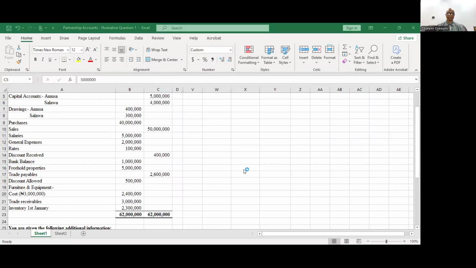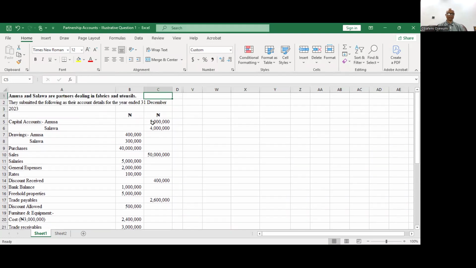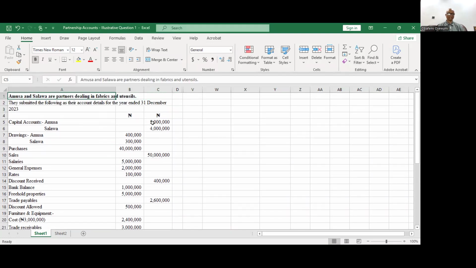So today I'm looking at having an illustrative question that we're going to be solving here, and I'm going to be using Excel. So I have a question here, a full partnership question, for everybody to consider. I know the time is still not there for us too much, and so we just want to quickly run through.